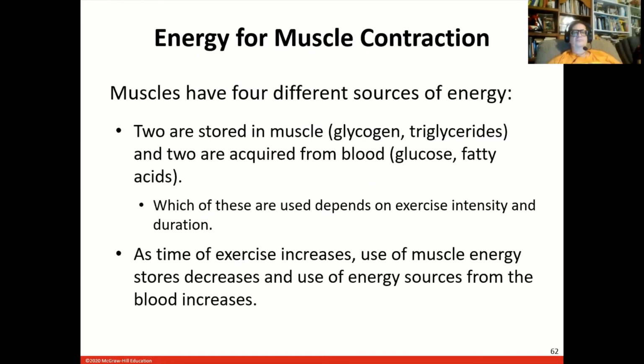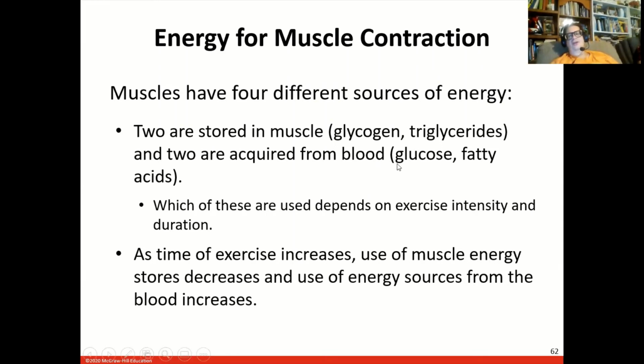But moving on. All right, so there are 4 sources of energy for a muscle. The glycogen and the triglycerides, the fats, we can store in the muscle. The glucose and the fatty acids we get out of the blood. Now, you probably already know that glycogen is made out of glucose and that triglycerides are made out of 3 fatty acids hooked to a glycerol.